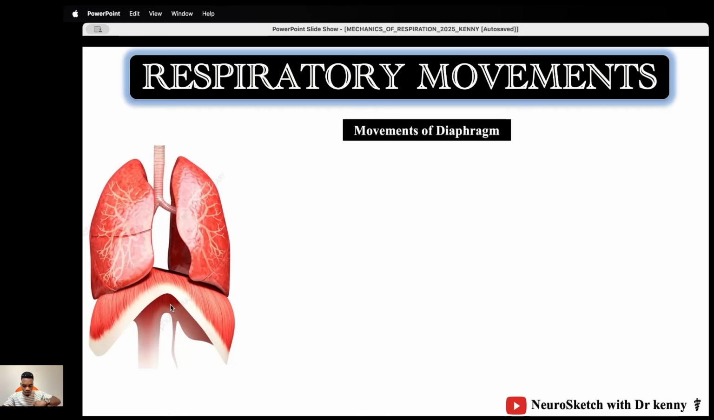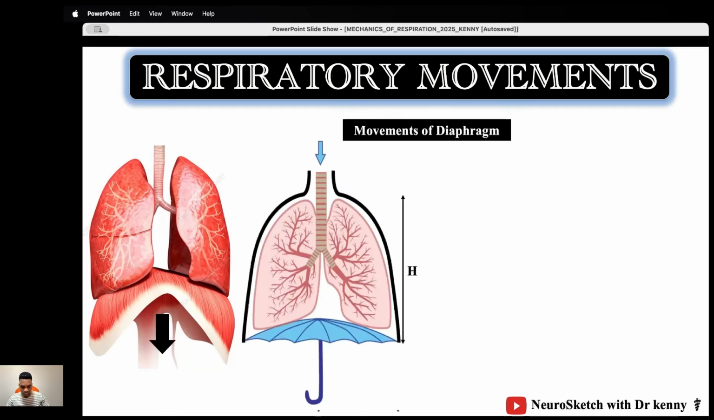When the diaphragm, which is very, very important here, contracts, it pulls, it goes downward, it flattens in a similar way as you're opening an umbrella. If it goes down and flattens, it increases the height of the thoracic cavity, which corresponds to the vertical diameter. And so if you have the vertical diameter increased, it means you have inspiration. Why inspiration? Because the intrathoracic pressure becomes lower than atmospheric pressure, and then air goes in.